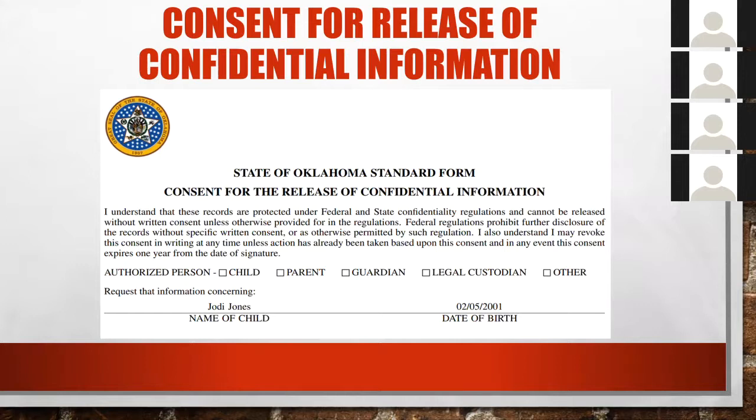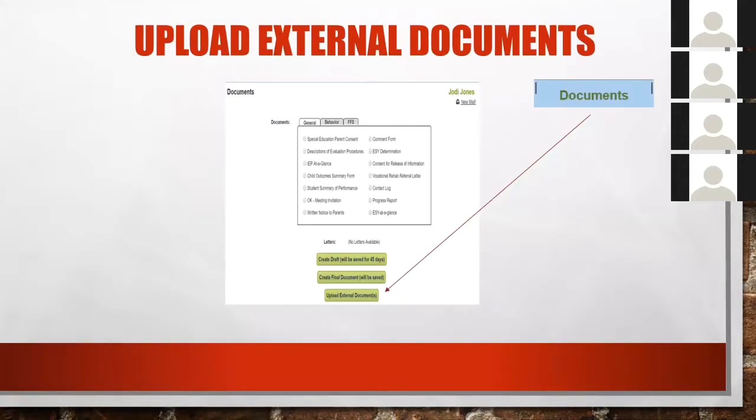And this is where you would access that, if you've not uploaded your documents into OK EdPlan, that's what it looks like. So you would click on the documents and then go to the bottom where it says upload external documents. In order to upload external documents, you will need to save them to your computer. And then in OK EdPlan, click on the Documents tab, click on Upload External Documents tab.